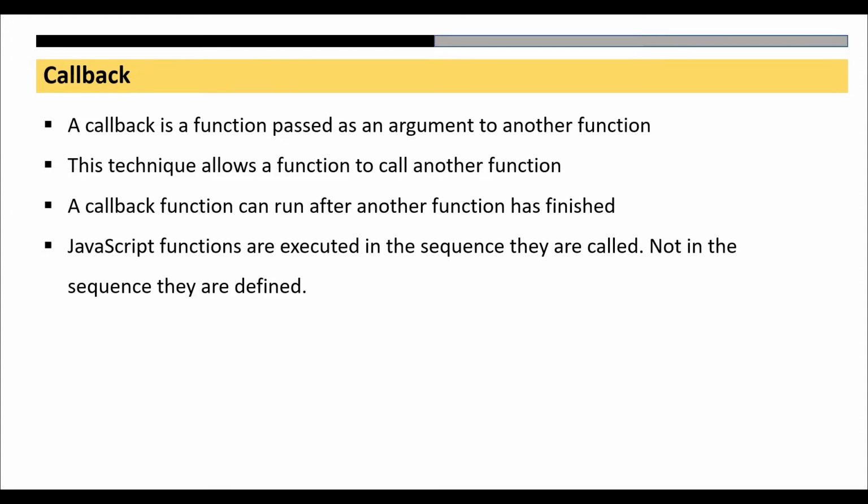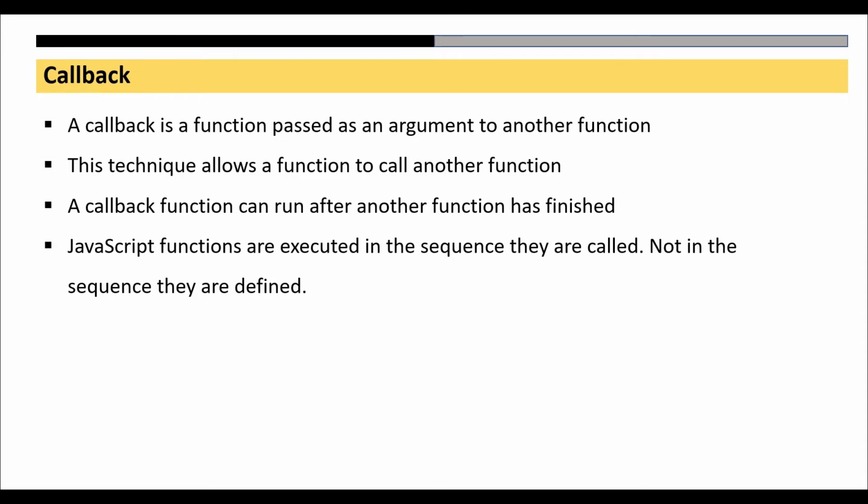That means there is going to be one existing function and we are going to pass that function as the argument to another function. We have seen this thing when we did BOM, that is in timing events, that is set timeout and set interval. There we passed one callback function. So we majorly use this callback for the asynchronous programming.